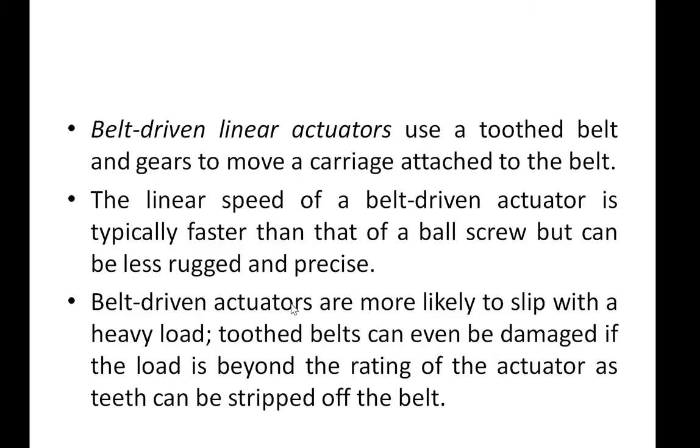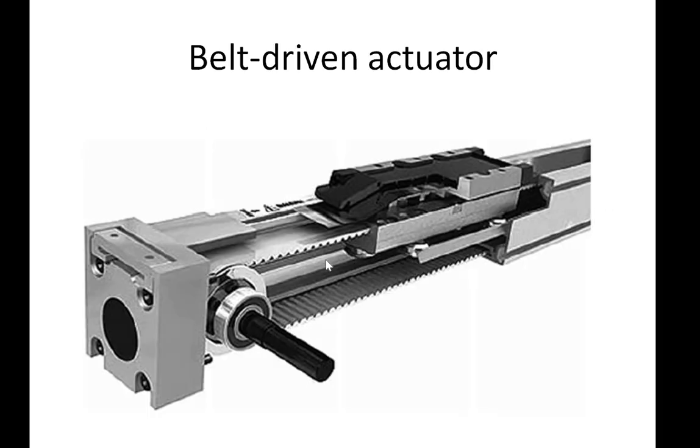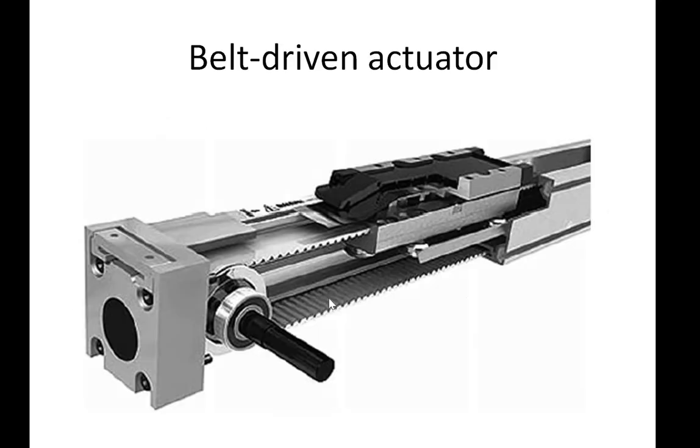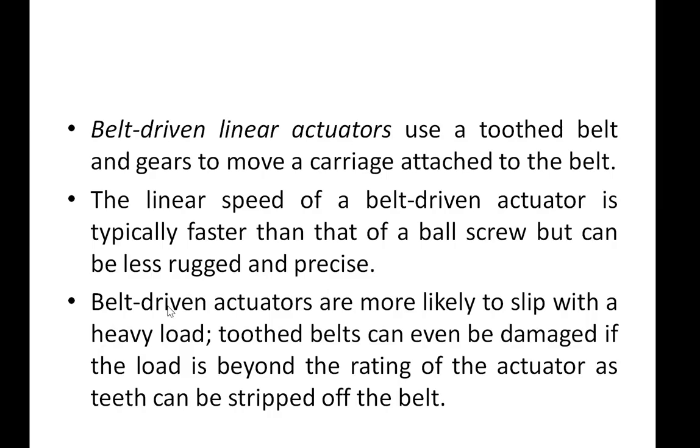The linear speed of a belt driven actuator is typically faster than that of a ball screw, but can be less rugged and precise. Here the linear movement is faster compared to the ball screw. Here the linear movement of this one is slower, but here since it is a belt, the linear movement is faster. Belt driven actuators are more likely to slip with a heavy load.